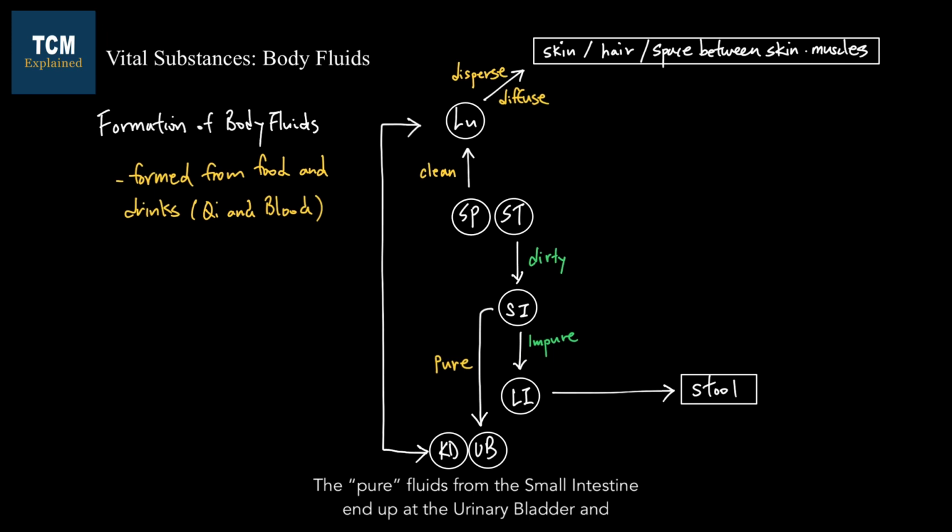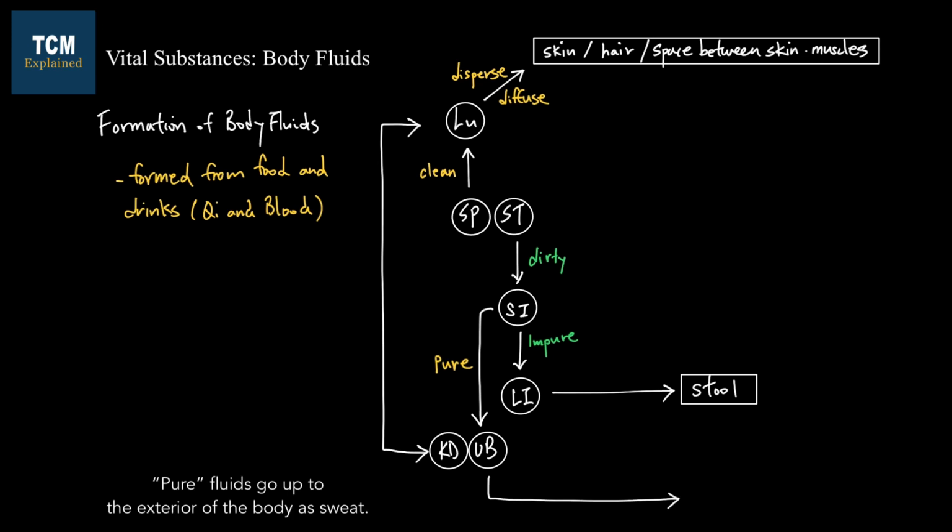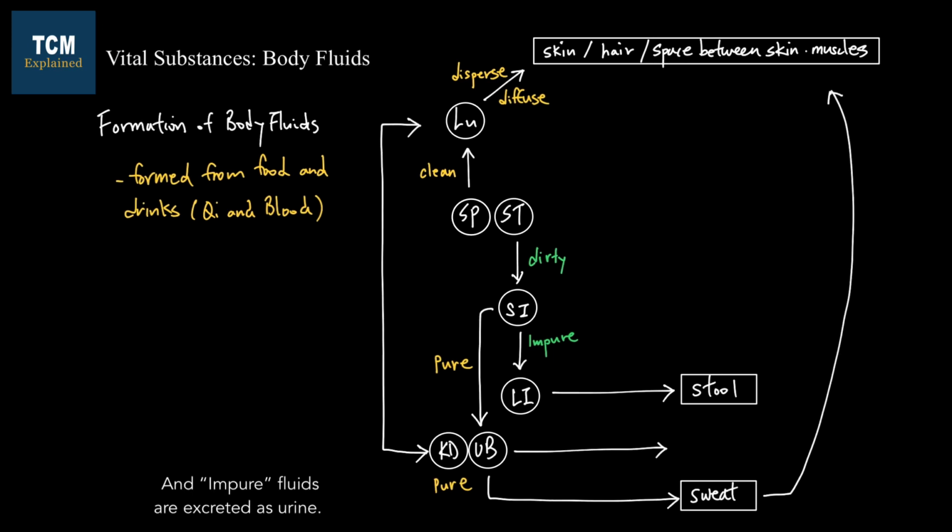The pure fluids from the small intestine end up at the urinary bladder, and they are further transformed and separated into pure and impure. Pure fluids go up to the exterior of the body as sweat, and impure fluids are excreted as urine. So that was a big picture of what's going on with body fluids. As we can see, many organs are involved with body fluids.